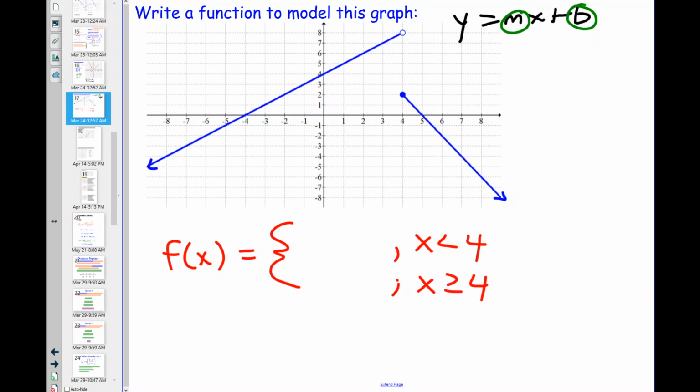Positive, negative, zero, and undefined. So what type of slope is that? What type of slope goes up and to the left and down and to the right? Positive, yeah. So I should end up with a positive. If I'm ending up with a negative, I'm doing something wrong.